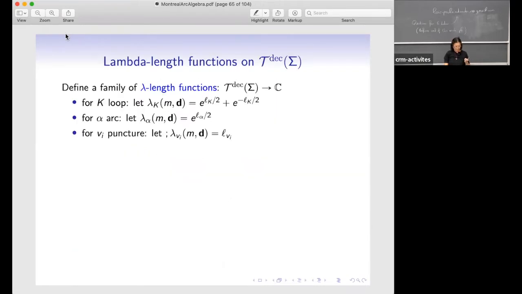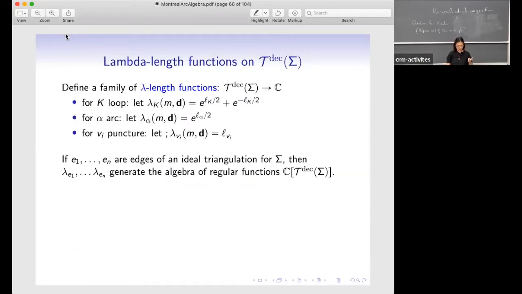And let's see. Then there's all sorts of different cool things that happen. So this was decorated Teichmuller spaces due to Penner. And Penner showed that if you look at an ideal triangulation, so that's a triangulation where the ends of the arcs go to the punctures, right? So these edges are arcs. And then you look at the lengths of them.